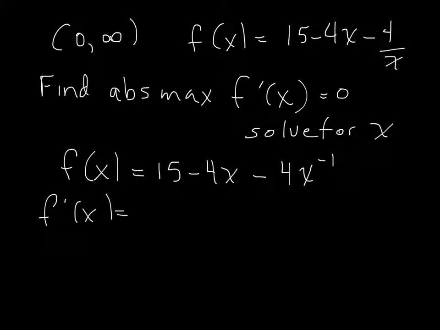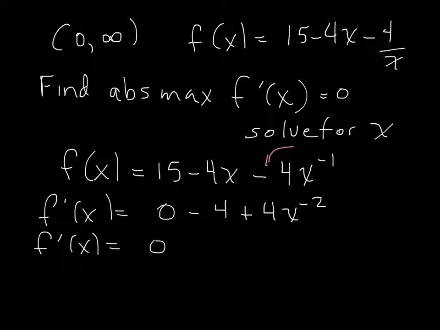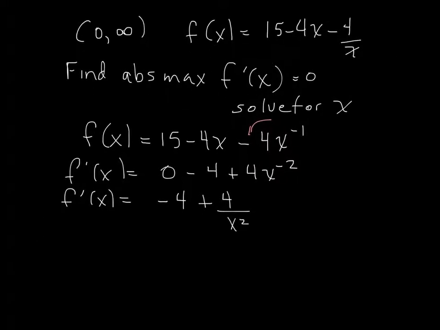The derivative of 15 is 0. The derivative of negative 4x is negative 4. For this term, negative 1 times a negative 4 ends up being a positive 4, and then I subtract 1 from the exponent. So the derivative equals negative 4 plus 4, and I'm going to move that x squared back to the bottom.